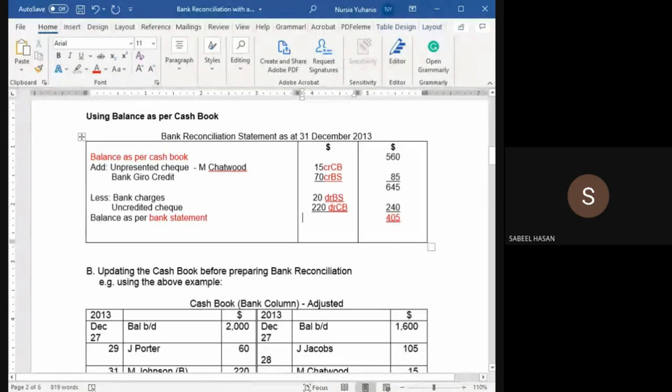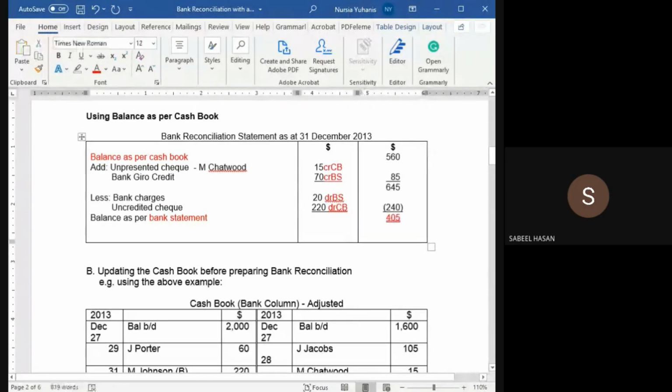So now you total up 20 plus 220, so you get 40. Here, since this one is minus, I put it in brackets. So 645 minus 240, so your final figure is 405.